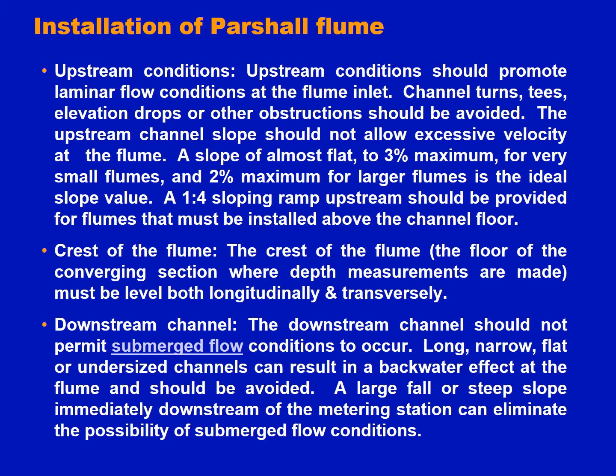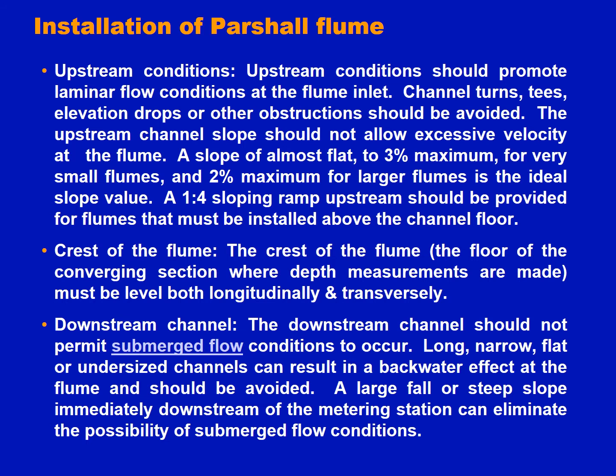Another, the upstream channel slope should not allow excessive velocity at the flume. That means no abrupt change of velocity should be there. Then a flat to maximum 3% slope is there. At that point we have to install. And if the flume is large, then a maximum 2% slope is there. At that point we have to install the flume. These are the ideal slope values.